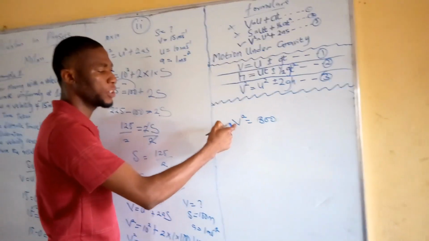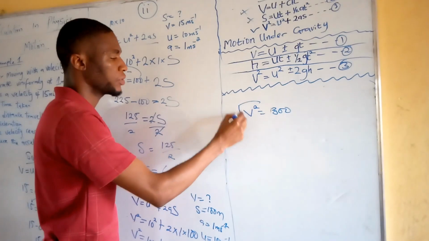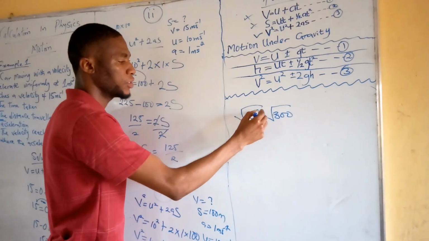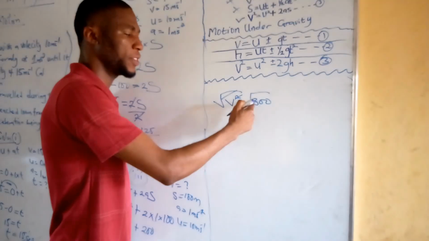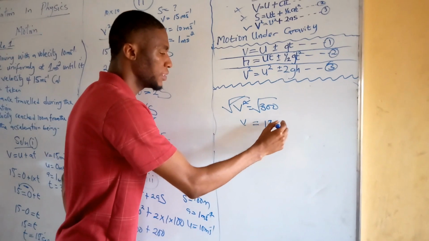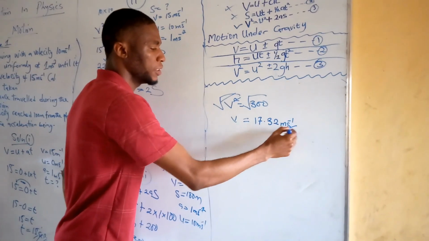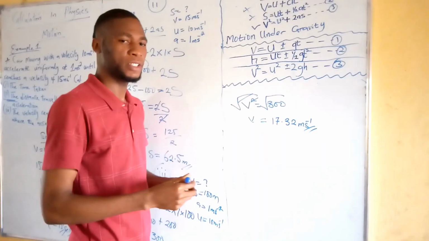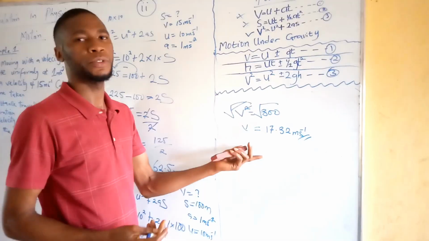Because we are looking for v, we are going to square root both sides, so that the square will cancel. So we have v is now equal to the square root of 300, which is 17.32 meter per second. If you square this, you are going to get that. So if that be the case, we are good to go with this part.